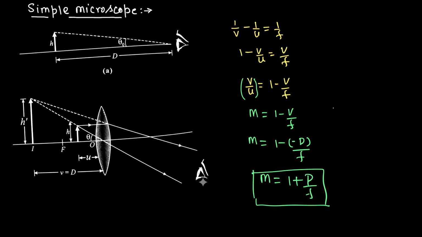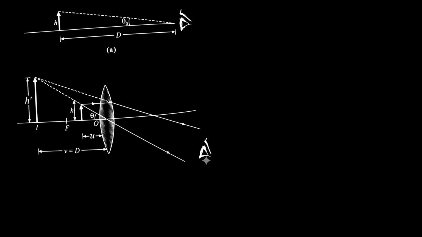What happens if this image is forming at infinity? It means this image is not forming at 25 centimeters. Let's say this image is forming at infinity. In that case, you have to put this object on the focus. It means the object should be at the focus of the lens.